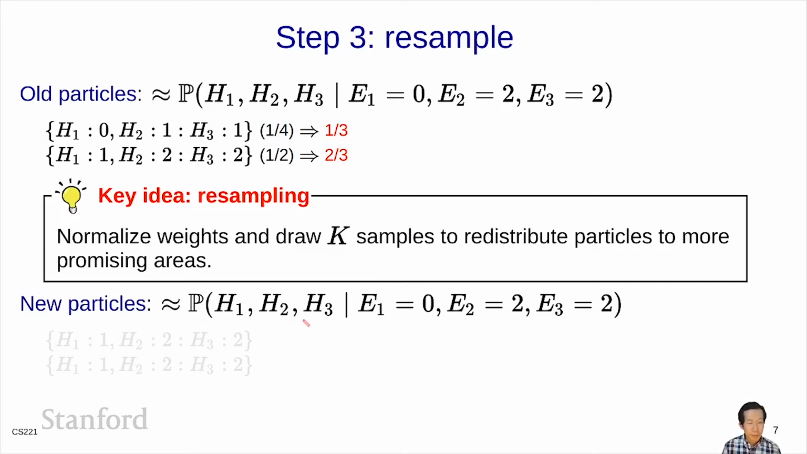So I'm going to sample. Maybe I get 1, 2, 2. I got that with probability 2/3. Sample again, and maybe I get the same particle again, 2/3. Now, of course, this is again a random algorithm, so I could have gotten the first one and the second one, or the second one and the first one, or the first one and the first one.